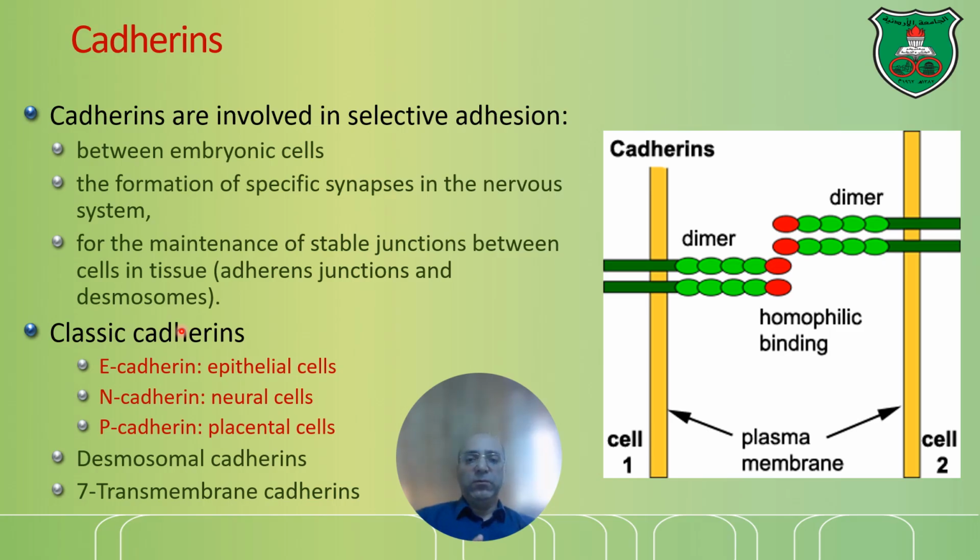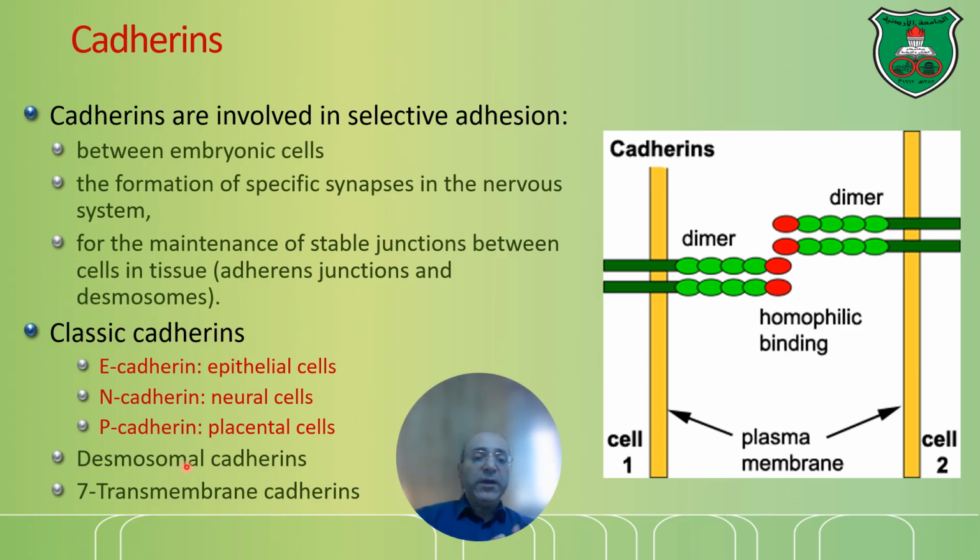But I want you to know that there are three types of cadherins. We have E cadherins, N cadherins, and P cadherins. E cadherins are found in epithelial cells, and that's why they are known as E cadherins. N cadherins exist in neural cells, and P cadherins exist in placental cells. There are other types of cadherins like desmosomal cadherins, 7 transmembrane cadherins. We're not going to talk about them, okay? We're not going to talk about these. I just want you to know that.